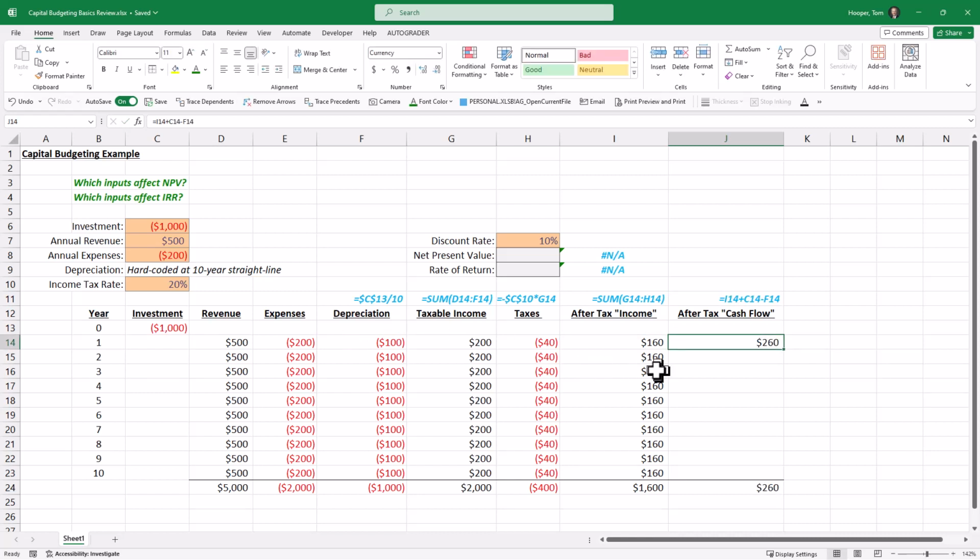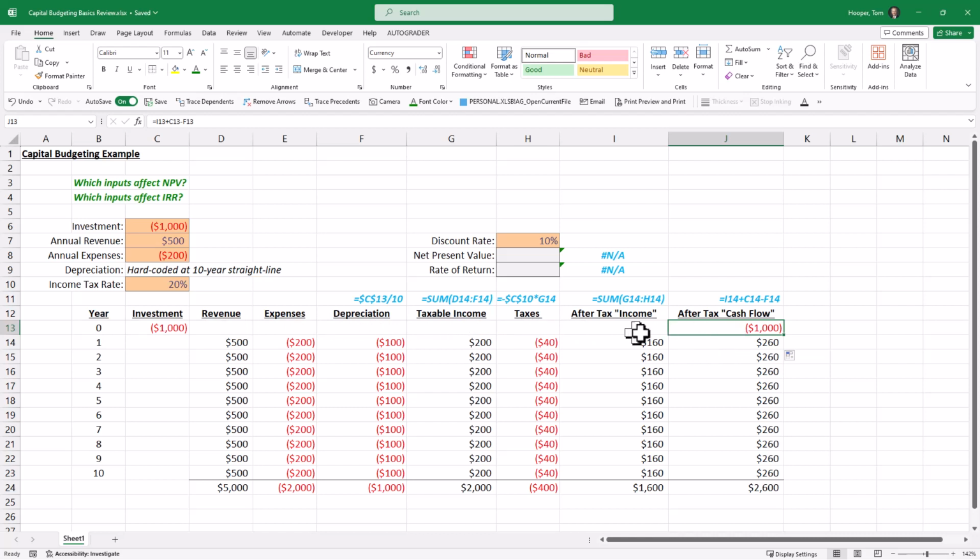So while it feels like we made 160 in profit, we actually put 260 in the bank. Why do we have to do that? Because there was this first period up here at time zero. I'm going to copy that out. So we went down to the bank and took out $1,000 so that we could make our initial investment. And at that time zero, we didn't have any revenue, expenses, depreciation, or taxes.